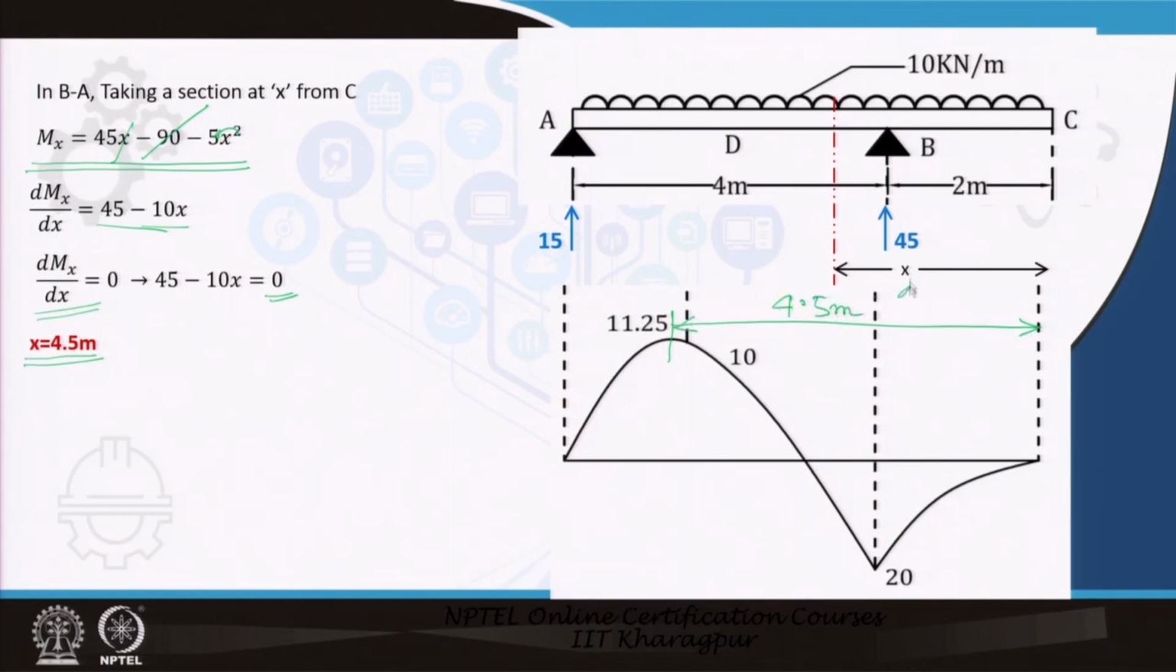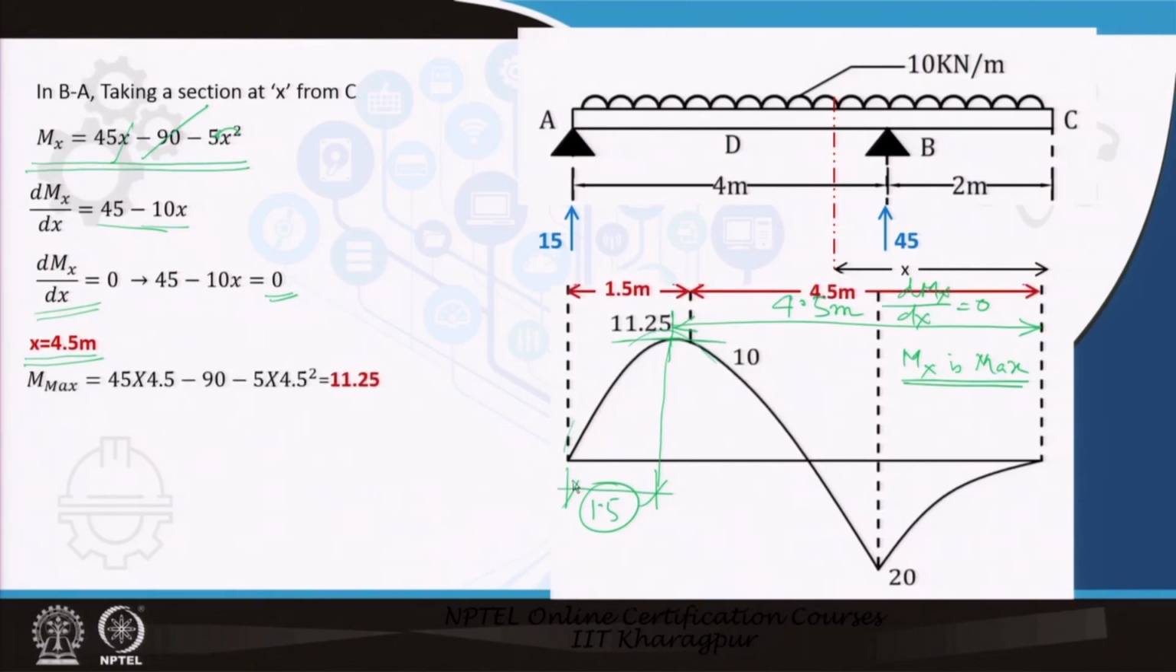At 4.5 meter, dMx/dx equal to 0, that means Mx is maximum. Any mathematical expression whose differentiation is equal to 0, at that particular point, is either maxima or minima. Here it is maxima. So at x equal to 4.5, how much is it from here? The total length is 6, that means 1.5. Please remember, at 1.5 we have seen the shear force is equal to 0. So the bending moment is maximum where the shear force is equal to 0.